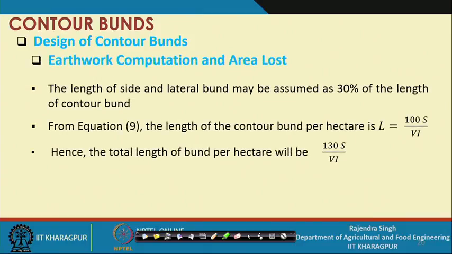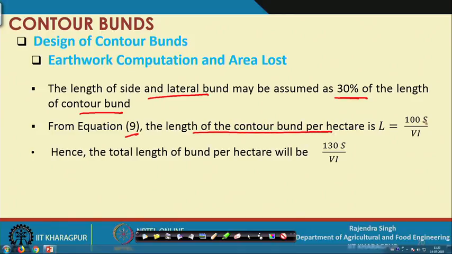So, earthwork computation in area loss. Basically, the length of side and lateral bunds is typically assumed as 30% of the length of the contour bund. So, from equation 9, the length of contour bund per hectare is L equals 100 S by VI. So, the total length of bund will be 30% added, that is 130 S by VI. That will be the total length of bund per hectare, including the lateral and side bunds.